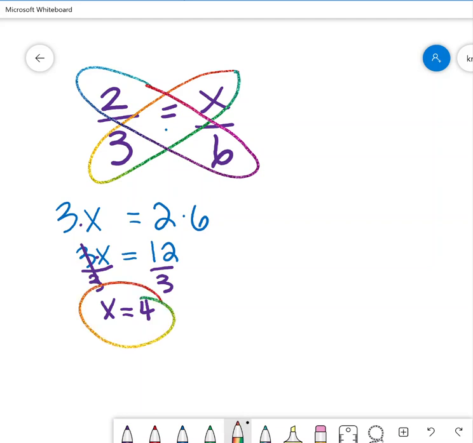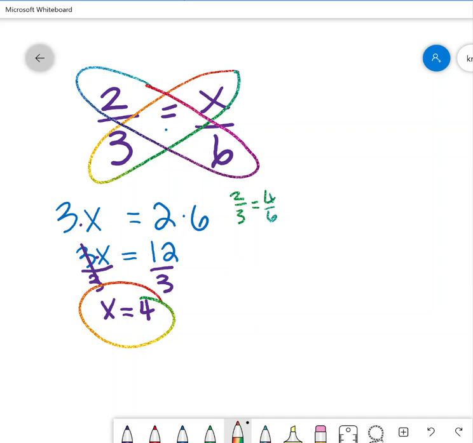I can check my answer by always plugging it in. So this means that 2/3 is equal to 4/6. If I were to put these two fractions in my calculator, they would equal the same decimal. I also know that 4/6 reduces to 2/3.